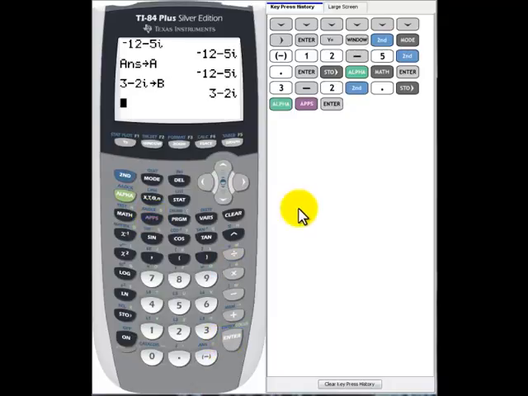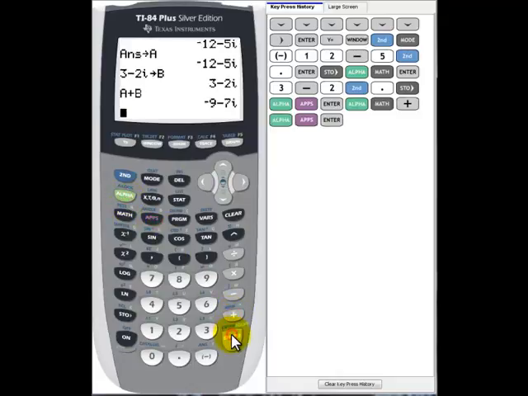So now we have A and B stored, so we can add A and B by just typing alpha A plus alpha B, enter, and now we see we have the sum of the two complex numbers, which, if you're familiar with how to add them, you add the real parts, so negative 12 plus 3 is negative 9, and negative 5i minus 2i is negative 7i.